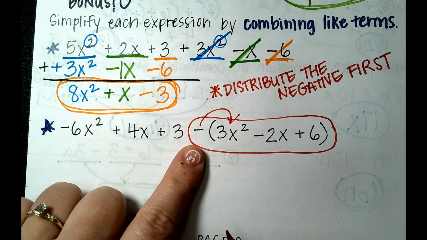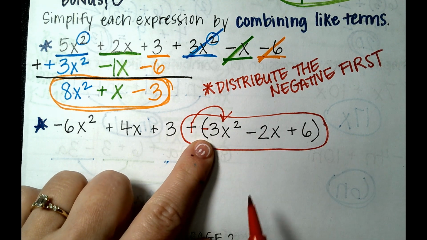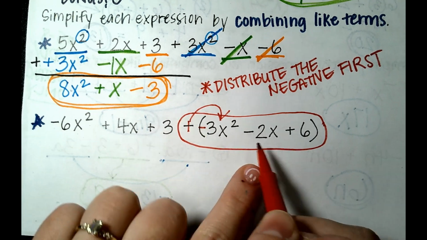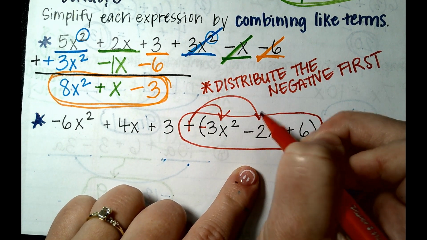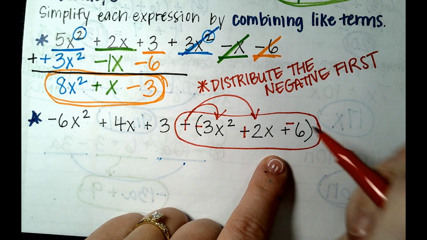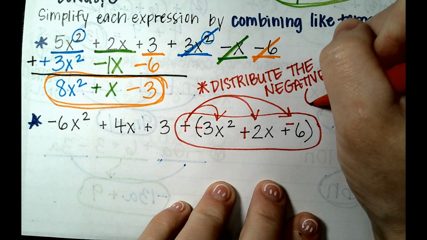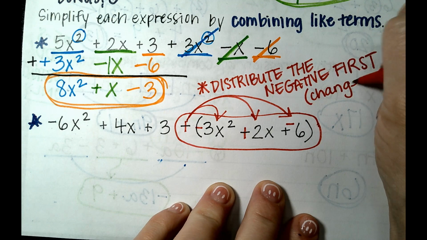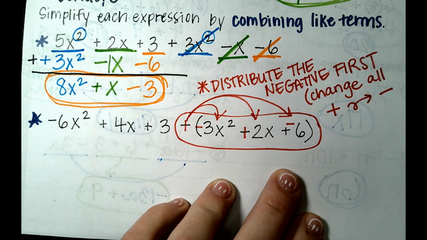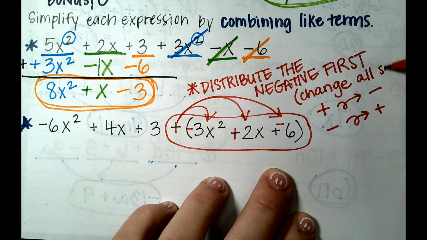And what that will do is just change everything. So it's just like the keep, change, change. When you subtract, change your minus to a plus and change the sign of everything else. Now we have negative 3x squared instead of positive. Instead of negative 2x, what will we have? Plus. Instead of plus 6, we'll have minus. So when we distribute a negative, we change all plus to minus, and we change all minus to plus. We're just changing all the signs.